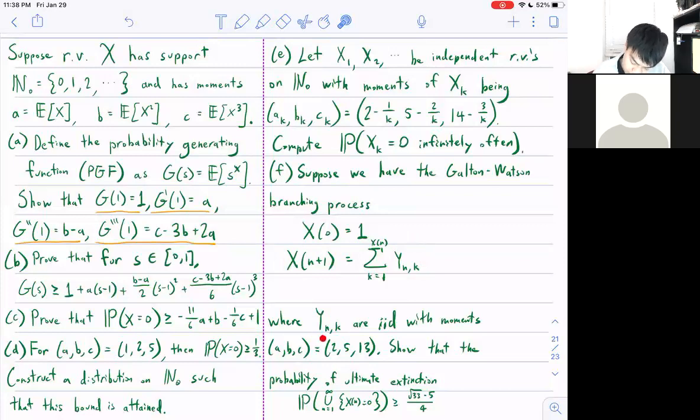So we're given that these random variables that describe the births per individual are independent and identically distributed and have the moments 2, 5, and 13. The students were then asked to show that the probability of ultimate extinction, basically the process dips to 0 and then stays 0 forever, satisfies this inequality right here, (square root of 33 minus 5) divided by 4.